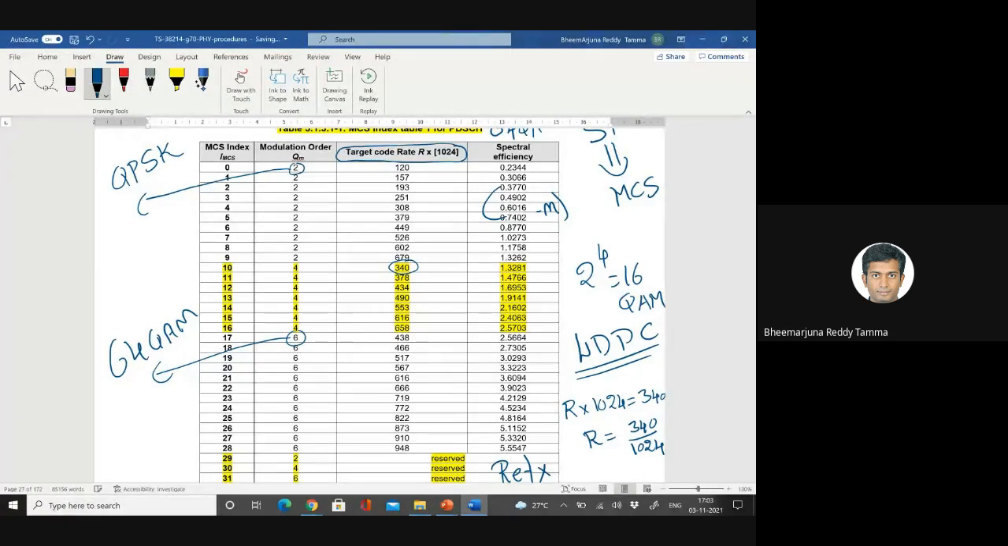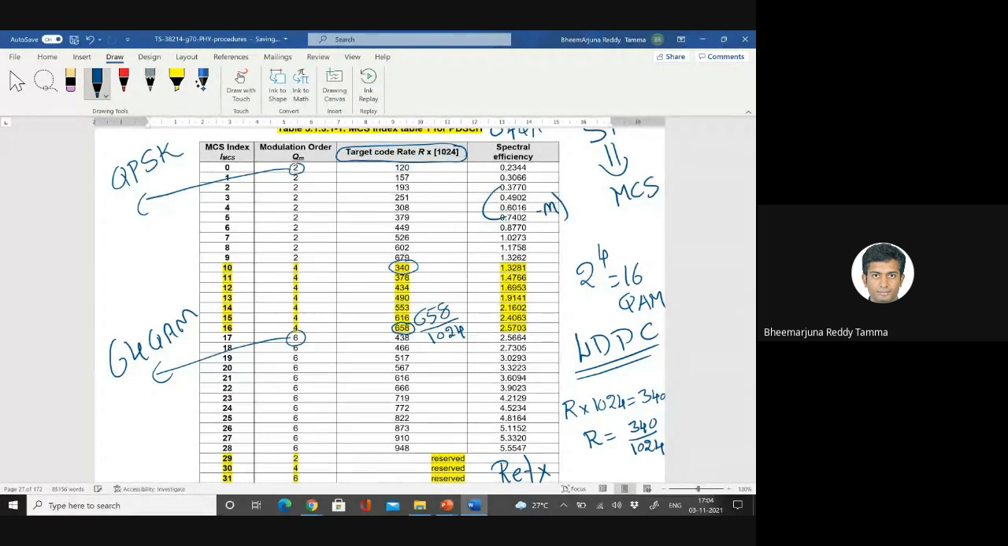But for the same modulation order, that means for 16 QAM, we can also think of packing 658 information bits in a block of 1024 bits. So here, for every bit there is only one redundant bit, approximately.